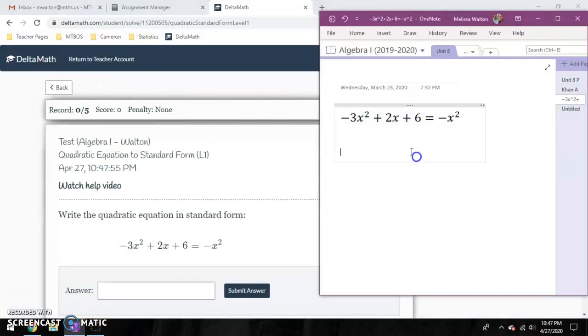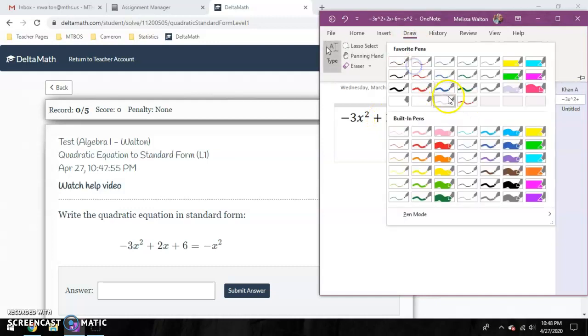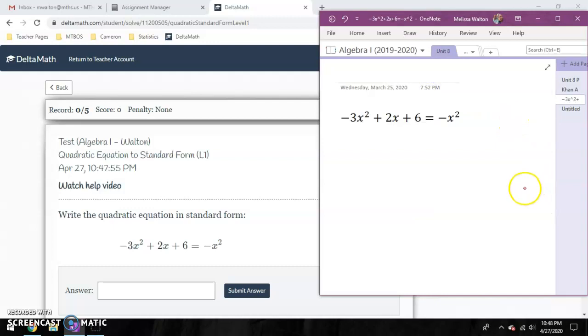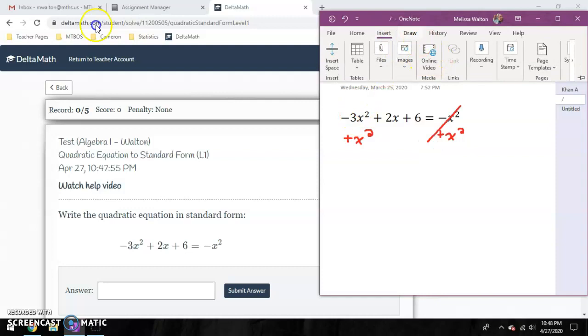Here's what we've got. We have negative 3x squared plus 2x plus 6 is equal to negative x squared. All right, in order to get this equal to 0, we have this negative x squared over here. In order to move that to the other side, we need to add x squared to both sides. Add x squared. All right, and when I do that, negative x squared and x squared cancel out to 0.